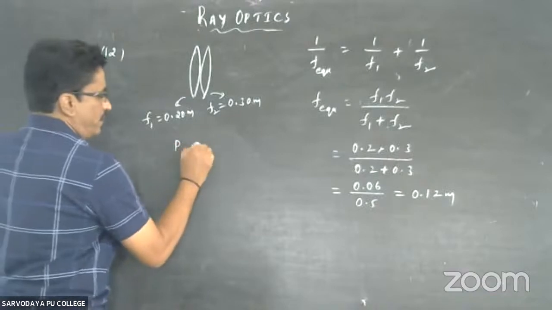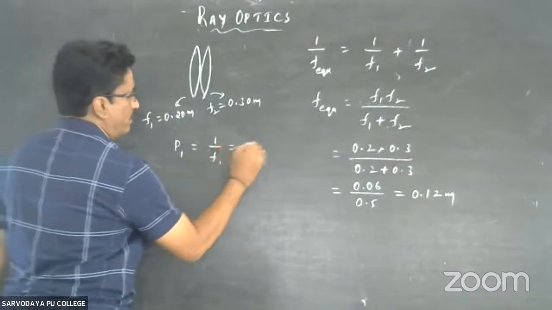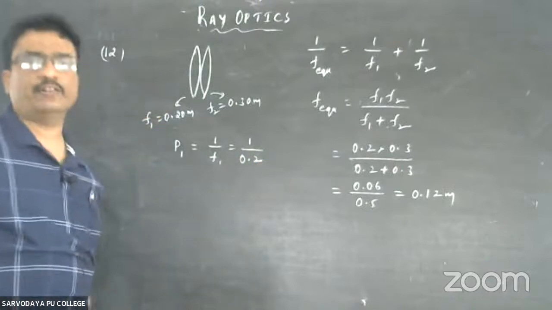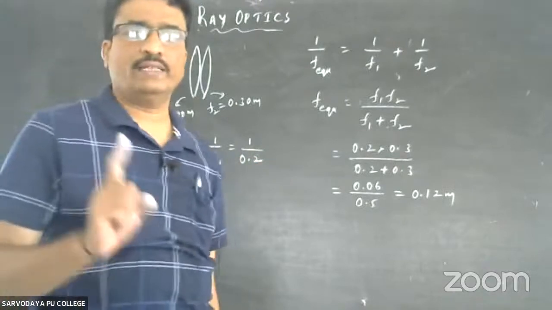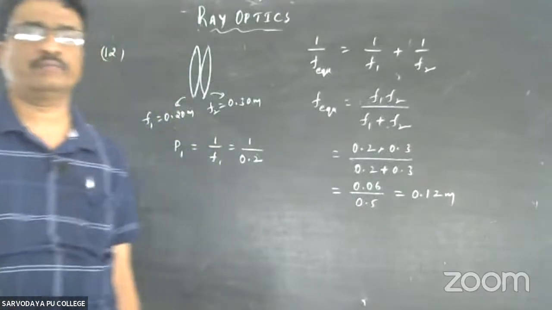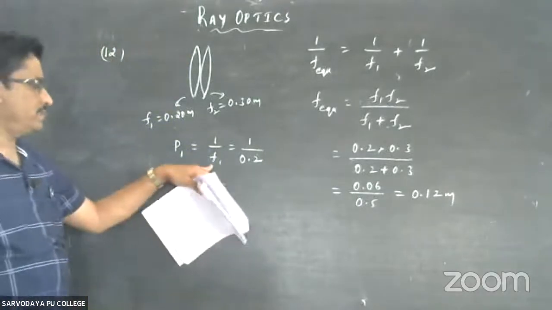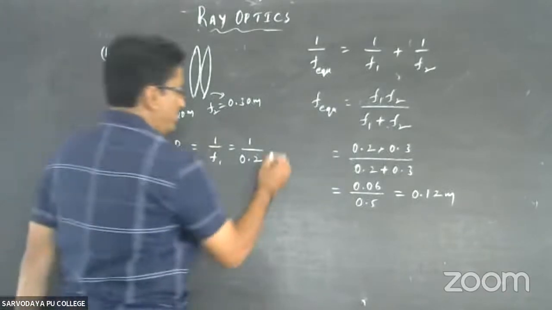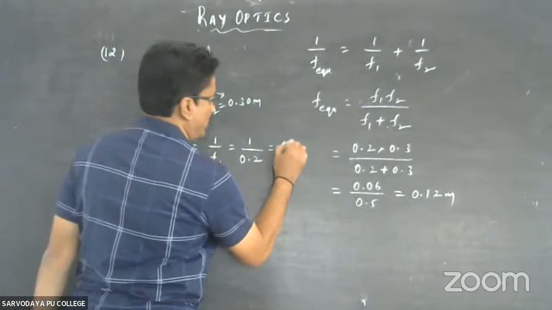P1, if we consider, therefore it is 1 by 0.2. But here you have to be careful. If the focal length is in centimeter, first job is to convert it into meter. Only when focal length is in meter, you can use this one. 1 by 0.2, therefore, it is 5.